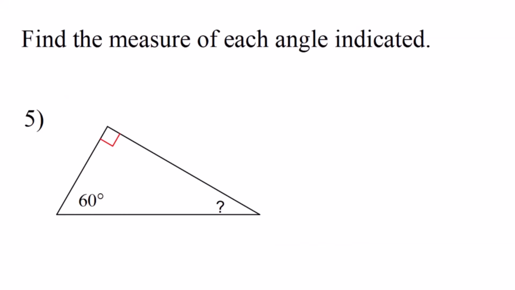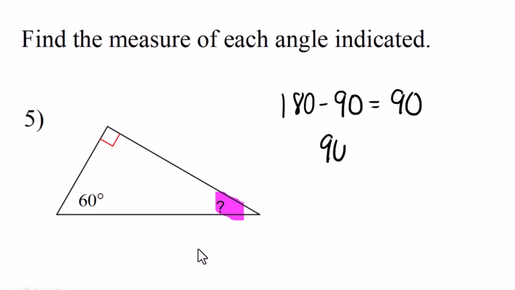Now it's not multiple choice anymore. We get to do some math. Find the measure of each angle indicated. Well, the one they don't know is this one. So the Triangle Sum Theorem is all the angles inside of a triangle add up to 180. So let's subtract this 90 degrees from 180 first, and that leaves us with 90. Now we have the 60. Let's subtract that, and we get 30, and we are done.